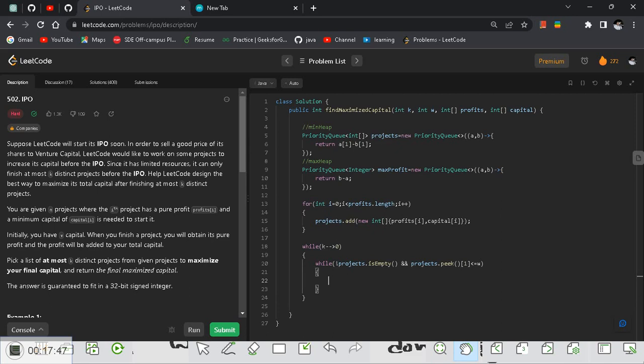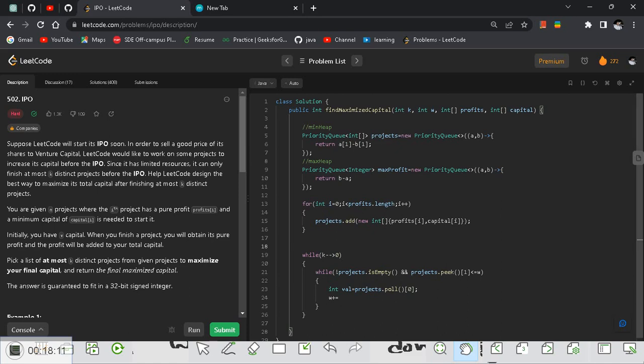If it is so, then we are going to put the value. So I will poll the project. Now at this time I don't have to do anything with the capital, and I'm just going to get the profit. And now this profit is going to be added into my total capital. In order to write more clean code, I'm going to have total capital, which will be initialized by initial capital, and total capital will be increased by this value.